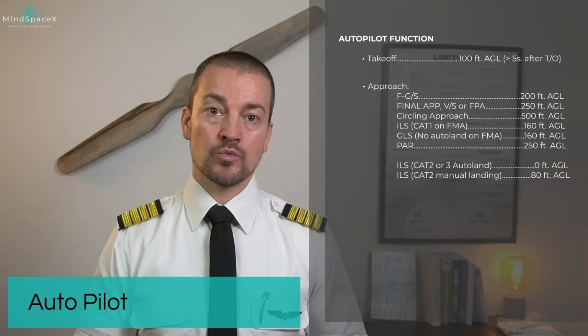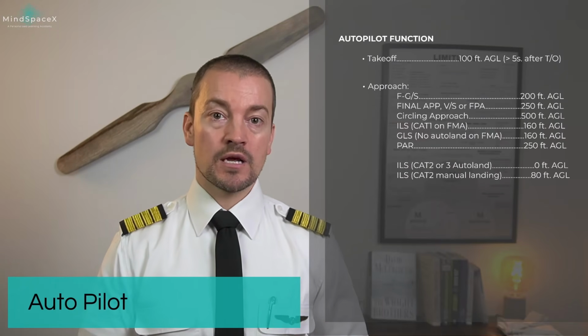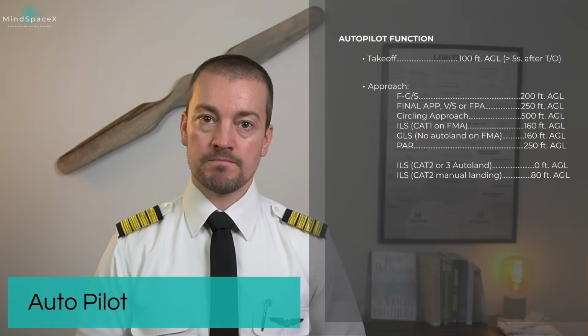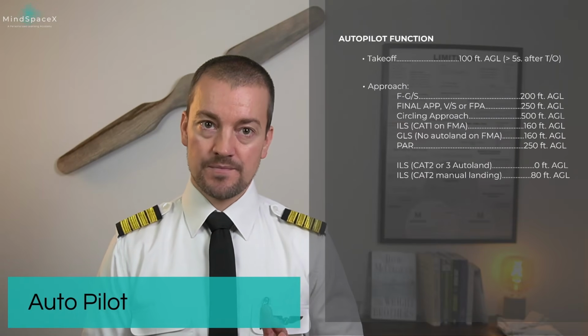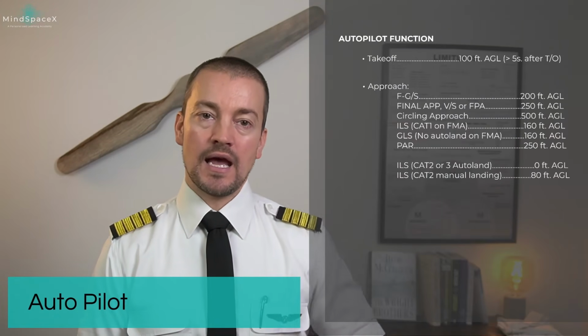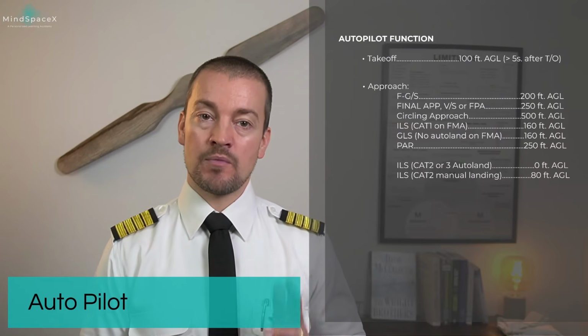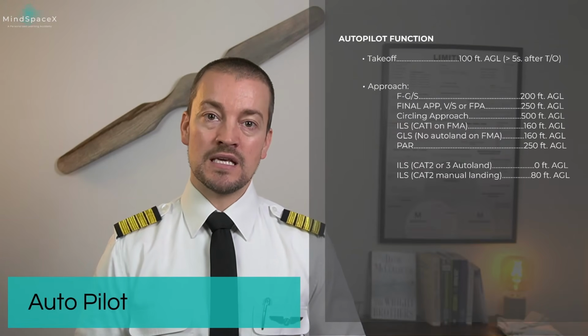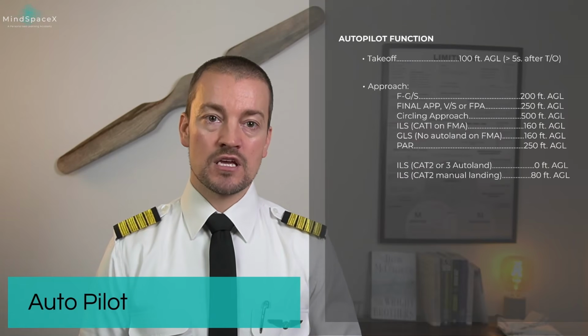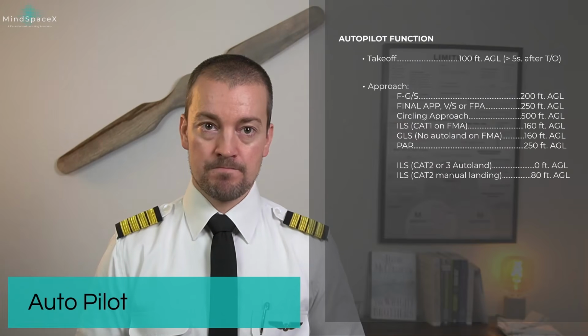For non-precision approaches with final approach vertical speed or FPA use for vertical, it's 250 feet AGL. For circling approaches, it is 500 feet AGL. For ILS, this is ILS Cat 1 shown on the FMA. And in the presentation on autoflight and talking about FMA capability, we talked about the Cat 1, Cat 2, and Cat 3 shown in the approach capability column, fourth column on the FMA.